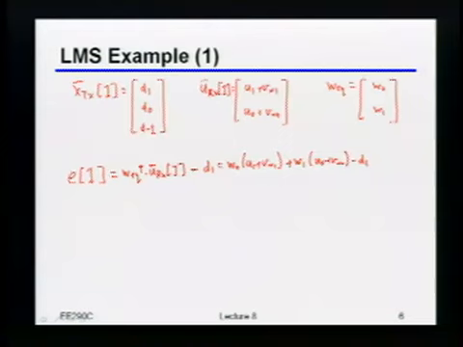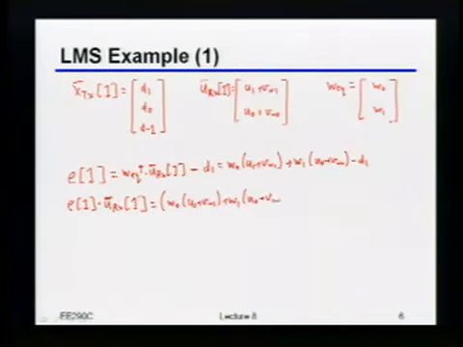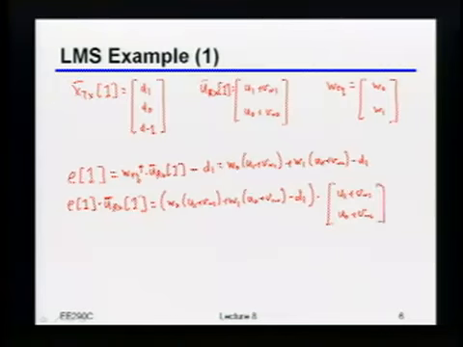Now if I want to know what is the actual update I should take, meaning which direction I should be changing my equalizer coefficients. And notice this is actually going to be a vector, because I have to update both W0 and W1 in this particular case. So that's just going to be whatever the error at time 1 was, which is W0 times U of 1 plus Vn of 1 plus W1 times U of 0 plus Vn of 0 minus D of 1. That whole thing times, of course, the U vector, which is U of 1 plus Vn of 1, and U of 0 plus Vn of 0. Does this make sense to everybody?